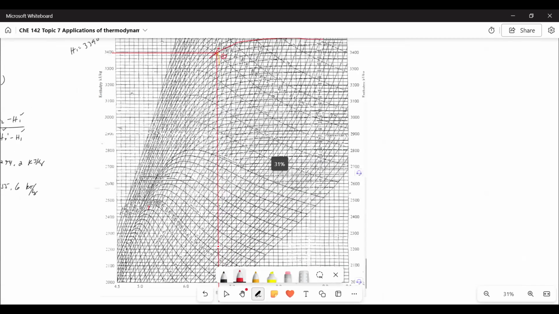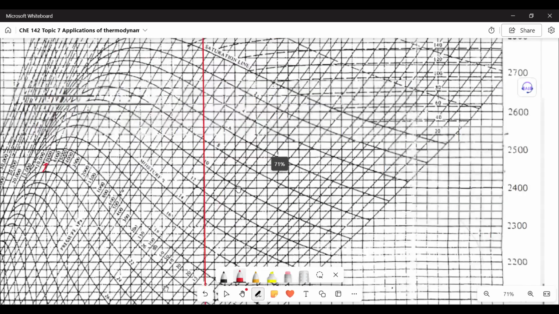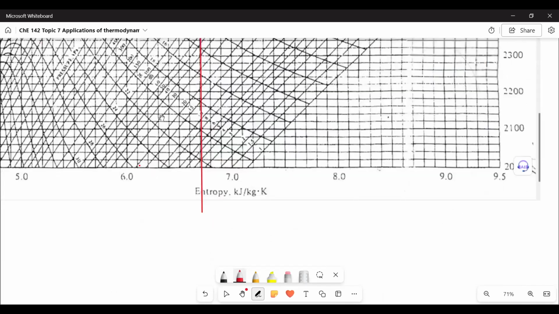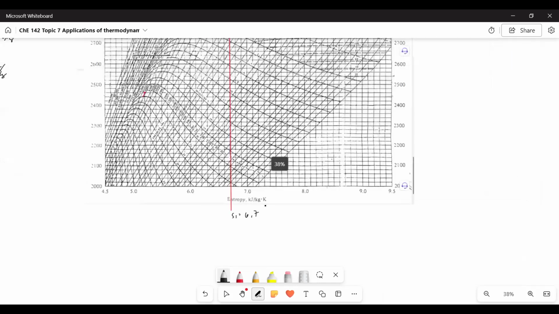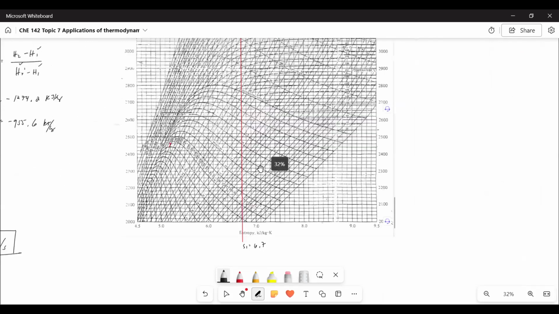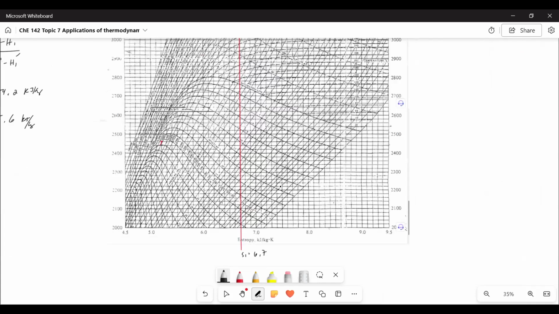Let's zoom. It's approximately, so this is 6.1, point 2, point 3, point 4, point 5, point 6, point 7, 8, 9, 6.7. The value from part A is also 6.68, so it's near. Can you believe that? Quite just a small difference. Kilojoules per kilogram Kelvin.